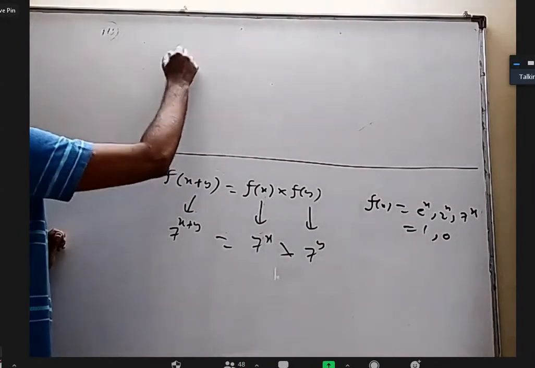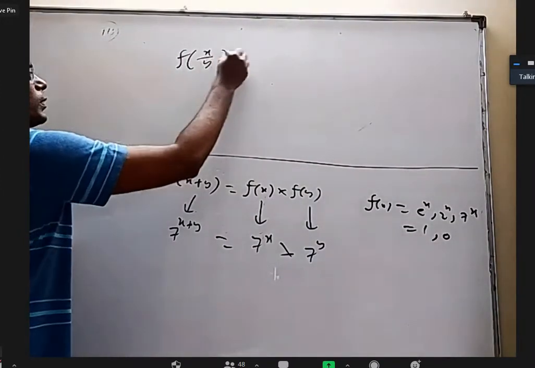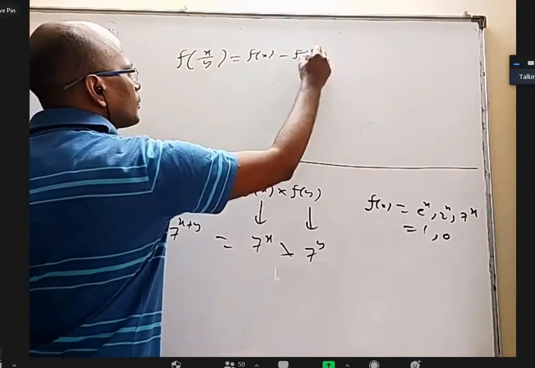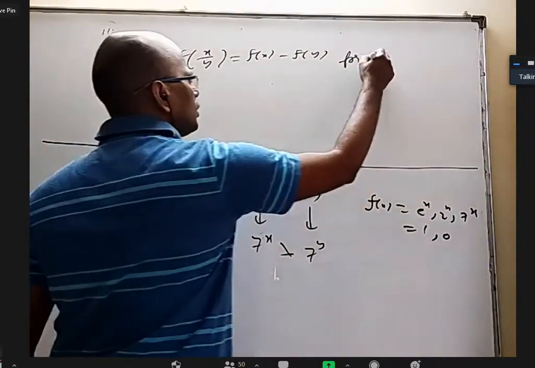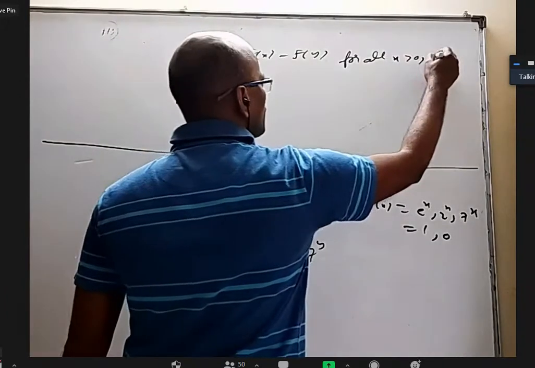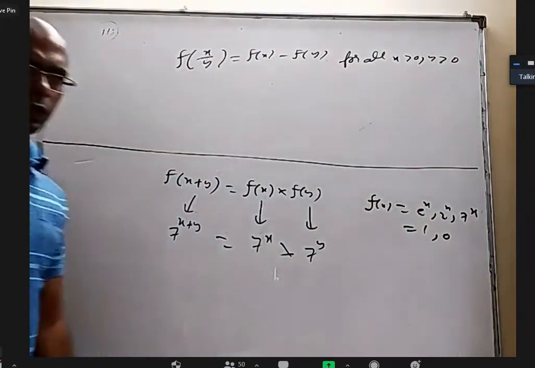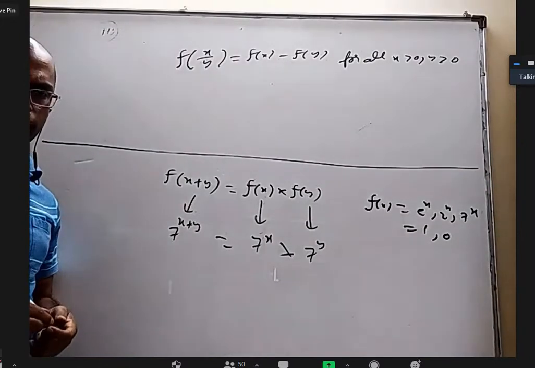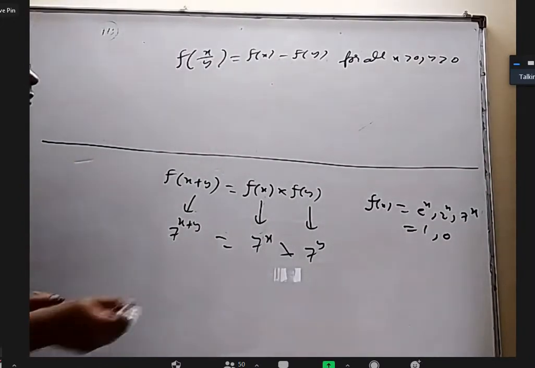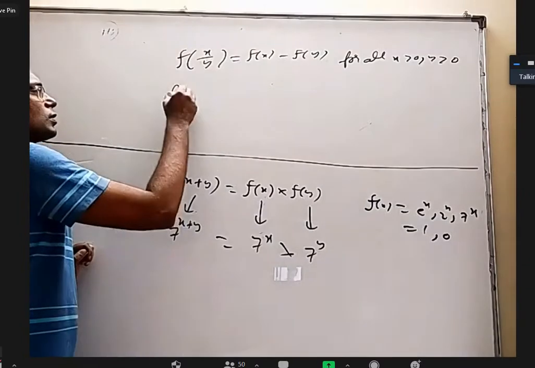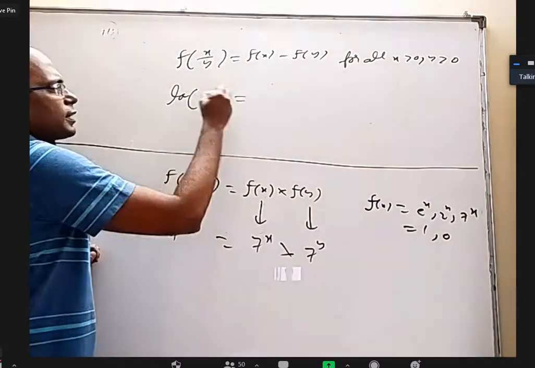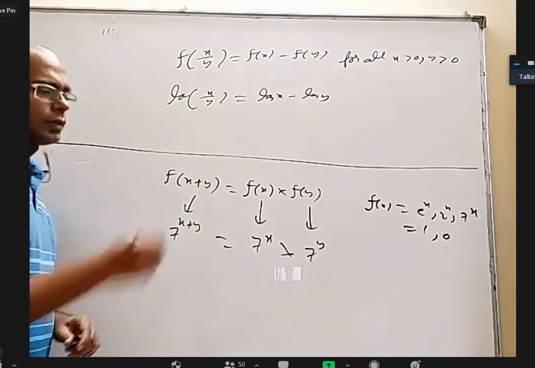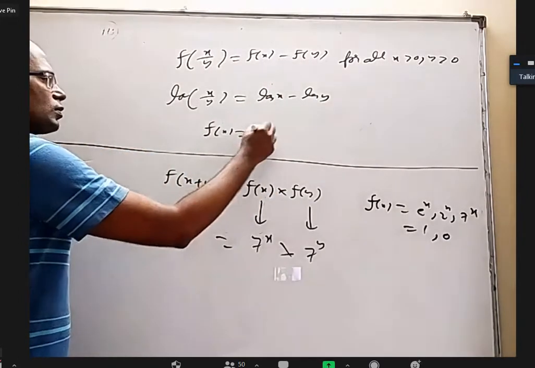Let's say I want f of x by y to be f of x minus f of y for all x greater than 0, y greater than 0. Anybody knows any function satisfying this kind of thing? The log function. Log, yes. Because log x by y, or log a by b, you can write as log x minus log y. Okay, so f of x is equal to log x is okay.